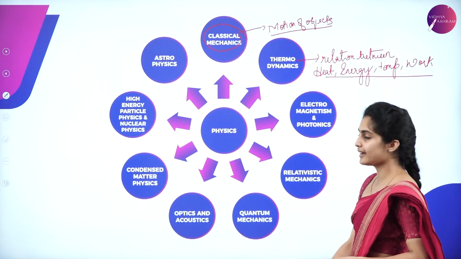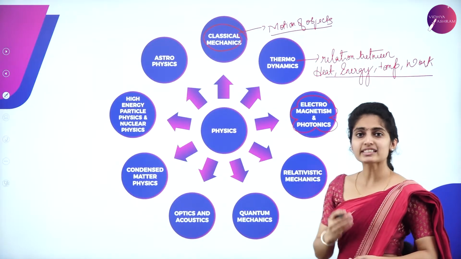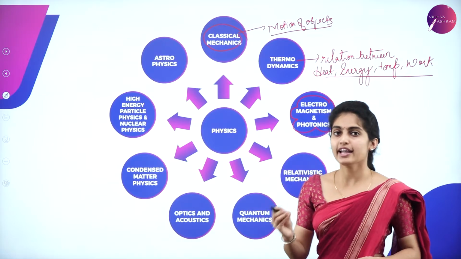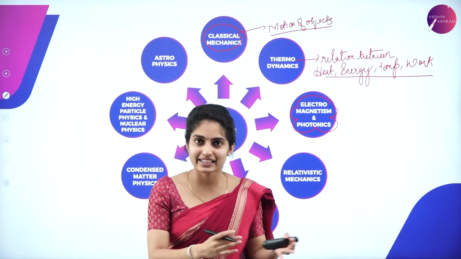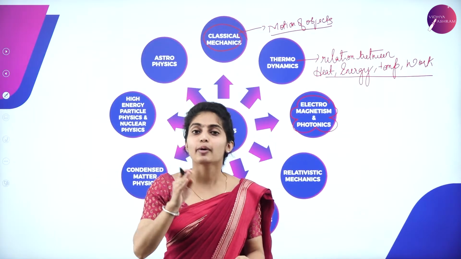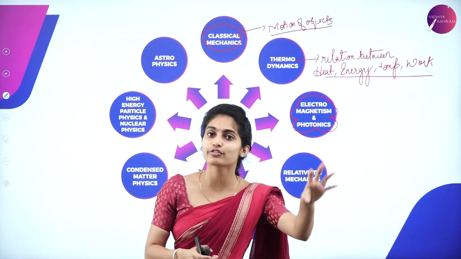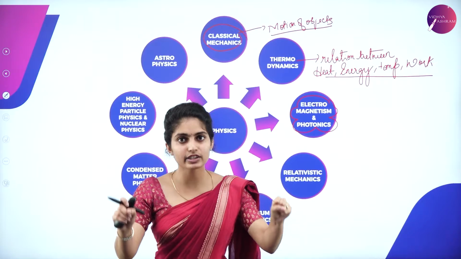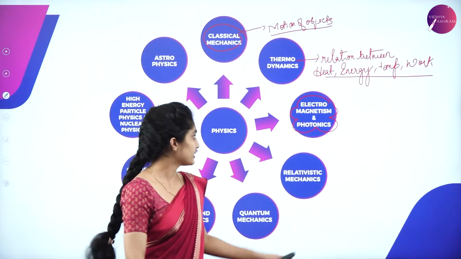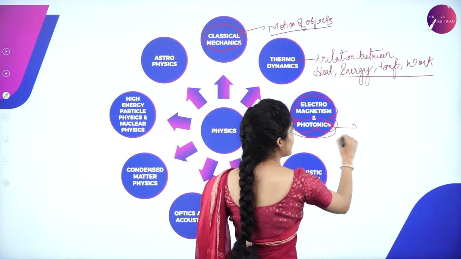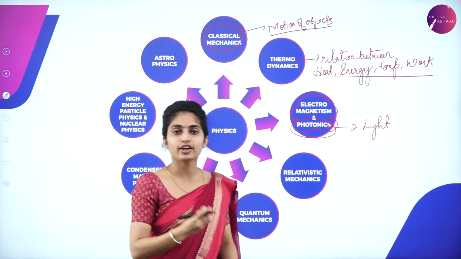So let us go to the third category, that is electromagnetism and photonics. So what is this electromagnetism and photonics? Electro means the study of electric current, electricity and magnetic effects. Fusing together, it is electromagnetism. It is a study of electric effects as well as magnetic effects. Both fused together, that study comes under electromagnetism. And next is photonics, the study of light. That is photons, the study of photons.